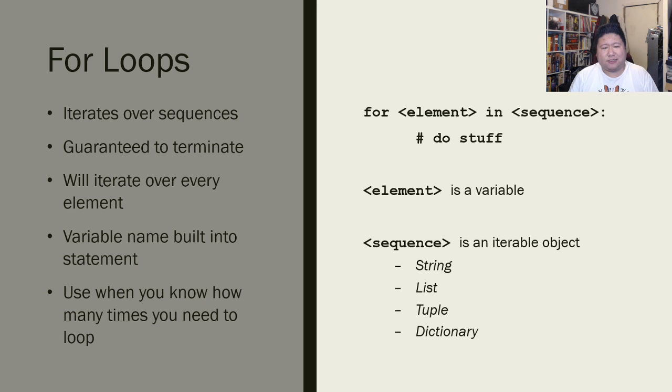All right, so for loops, just quick review for this. Iterates over a sequence, guaranteed to terminate. It's going to iterate over every element inside whatever sequence that you've provided it. So again, remember, this is for sequences. All right, the variable name is built into it.